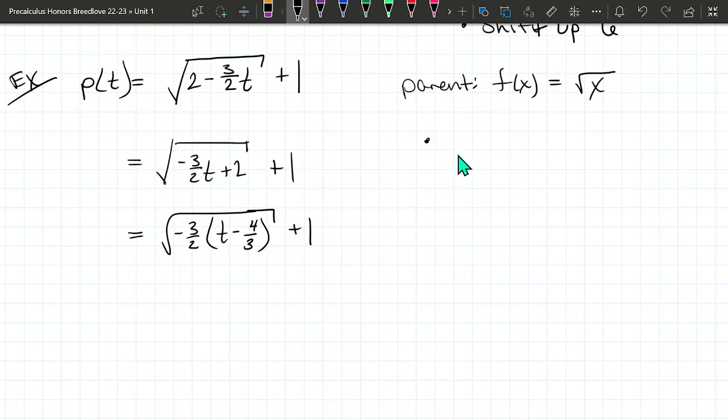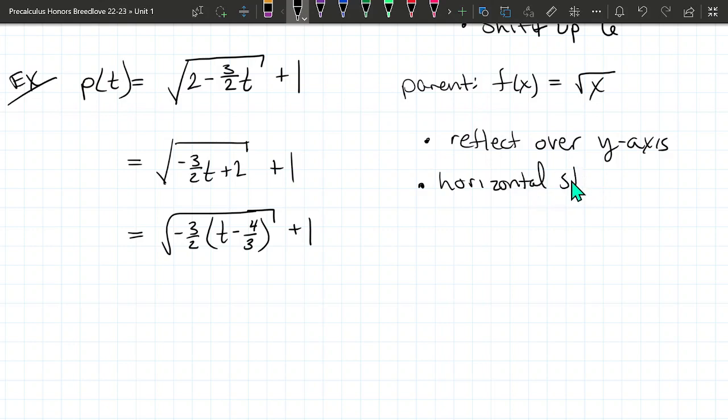So the transformations are to reflect it over the y-axis, a horizontal stretch by 3/2, and then we have to shift right 4/3, and up 1 unit.